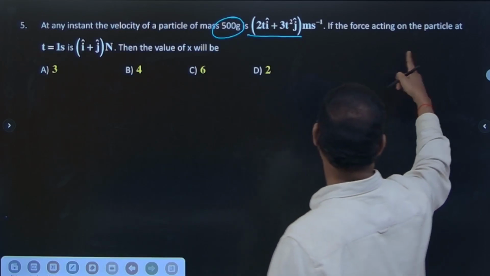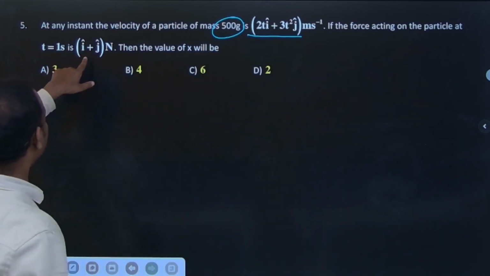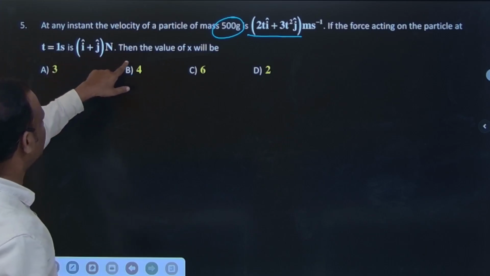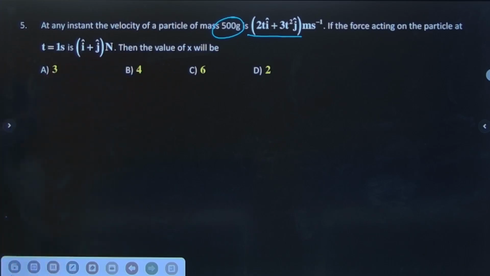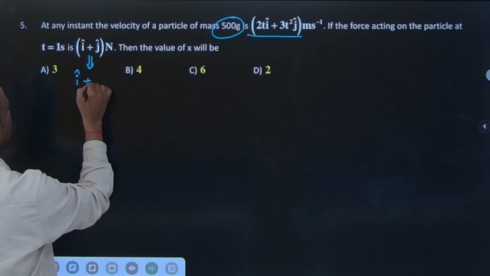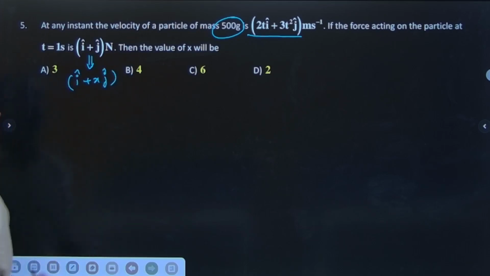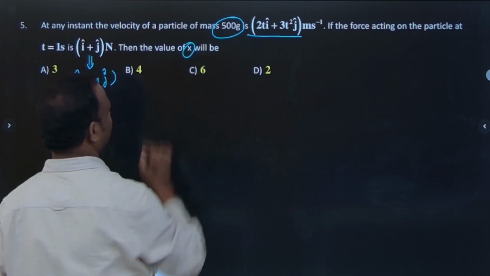At any instant, the velocity of the particle is given, and the mass is mentioned. Then the force acting on the particle at t equal to 1 second is I cap plus x j cap. Something was missing; the question is I cap plus x j cap. So what is the value of x? We need to find it.